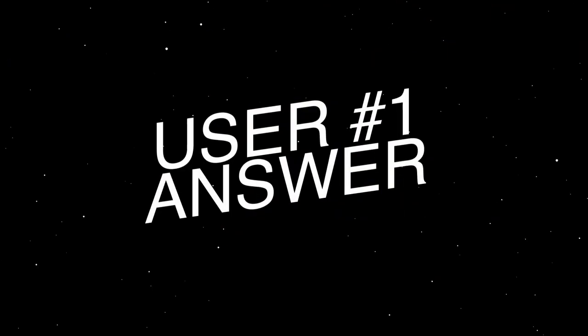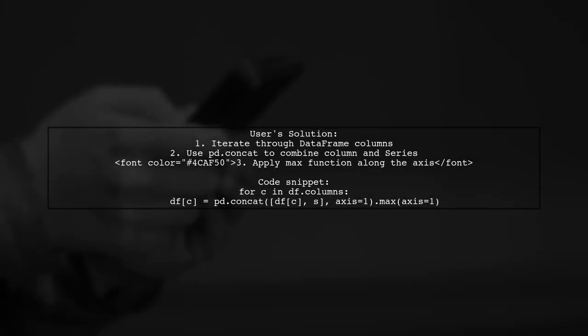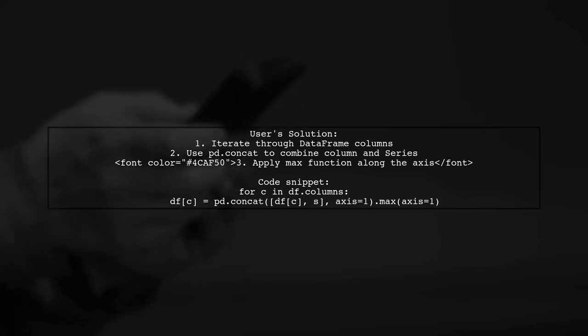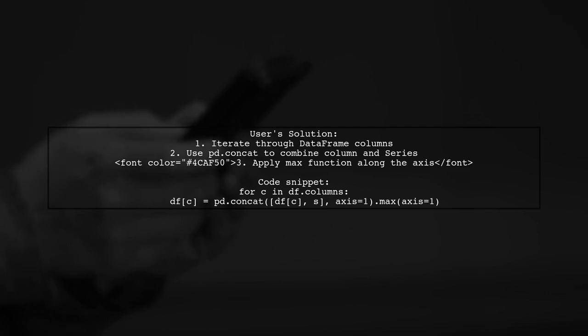Let's now look at a user-suggested answer. To find the element-wise maximum between a data frame and a series, you can use a simple loop. The suggested method involves iterating through each column of the data frame and using the max function.